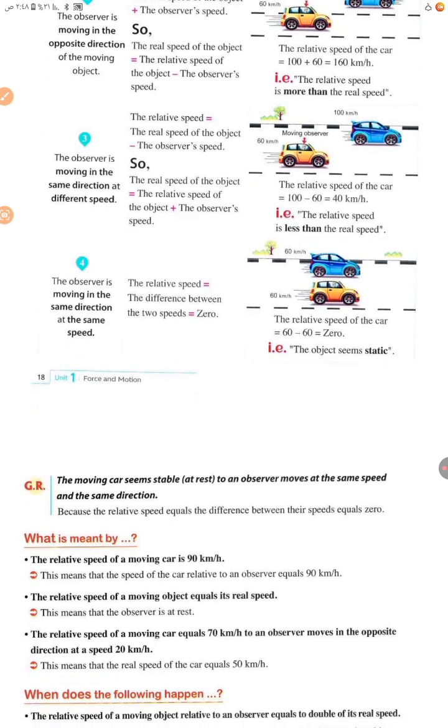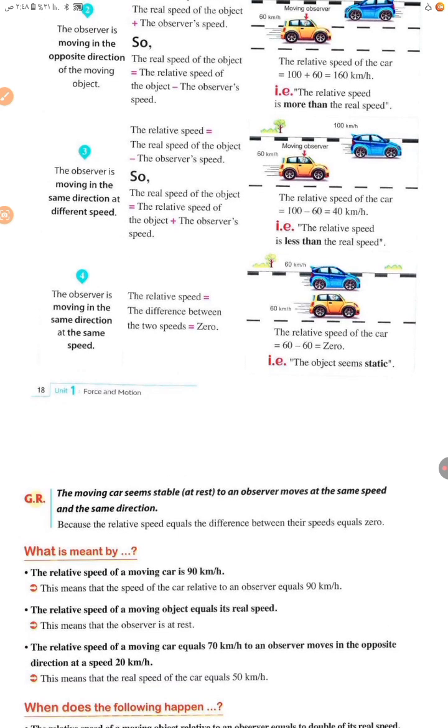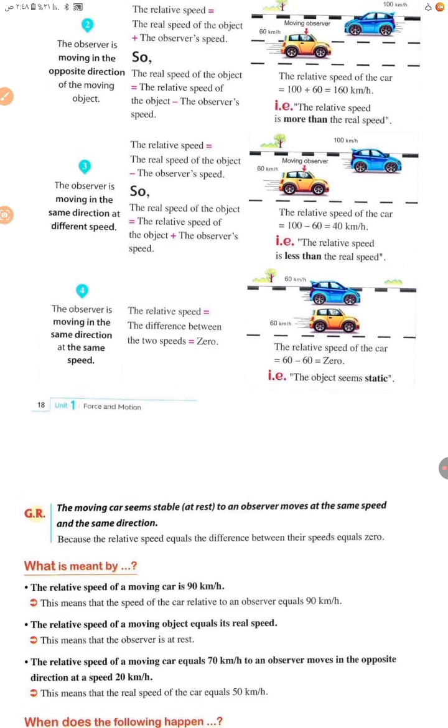The observer is moving in the same direction at the same speed. بيقولك المراقب بيتحرك في نفس الاتجاه وبنفس السرعة بتاعت السيارتين. The relative speed equals the difference between the two speeds, equals 0. The relative speed of the car equals 0. لو كلهم ماشيين في نفس الاتجاه, الobserver المراقب والسيارتين, أو الثلاثة اللي هم المراقب والسيارتين بيمشوا في نفس الاتجاه, يبقى السرعة النسبية بتاعتهم صفر. The object seems static, يبدو كأنه ساكن.